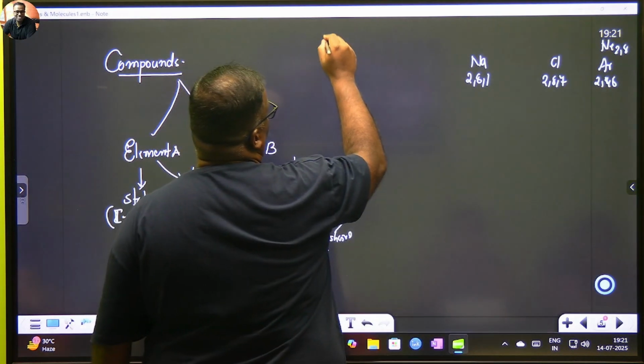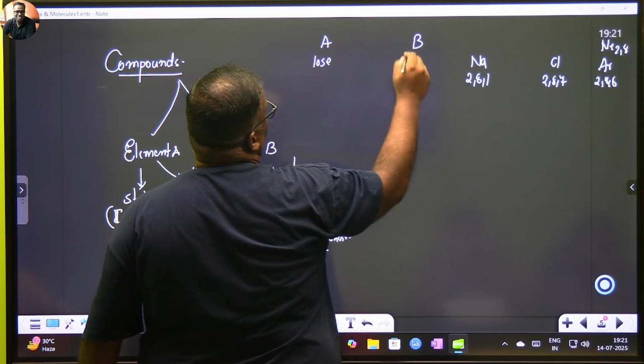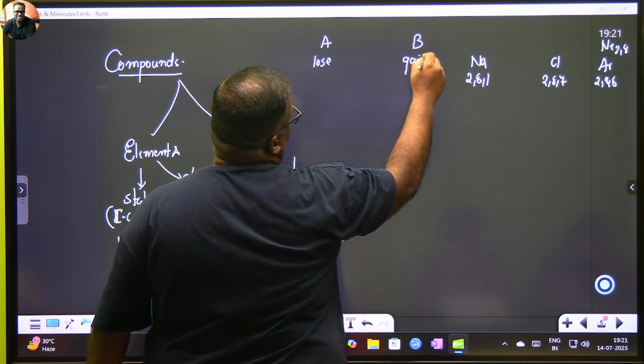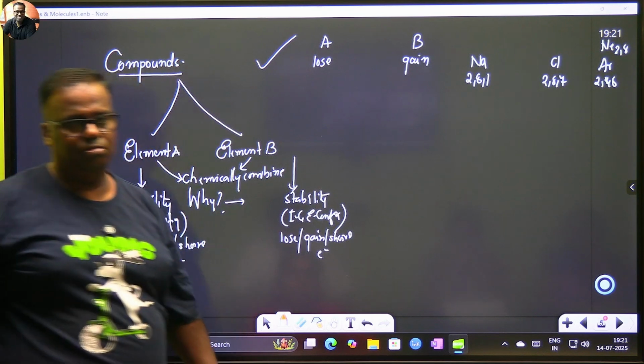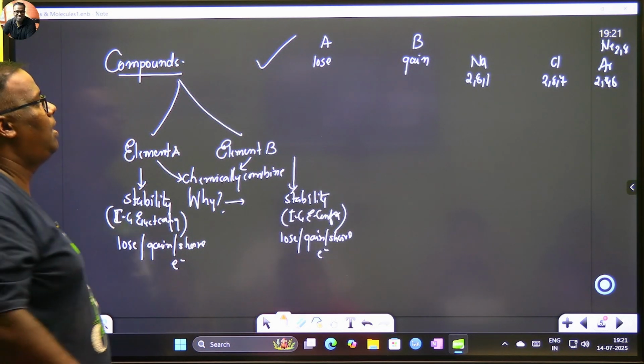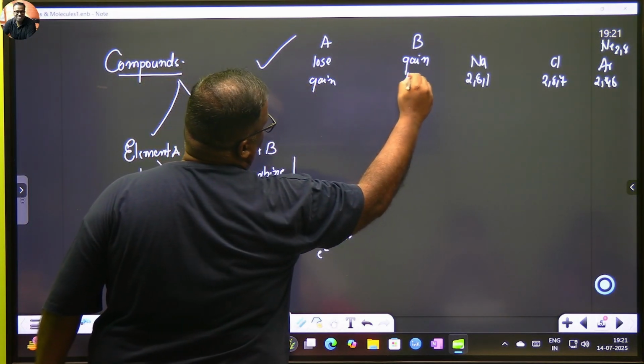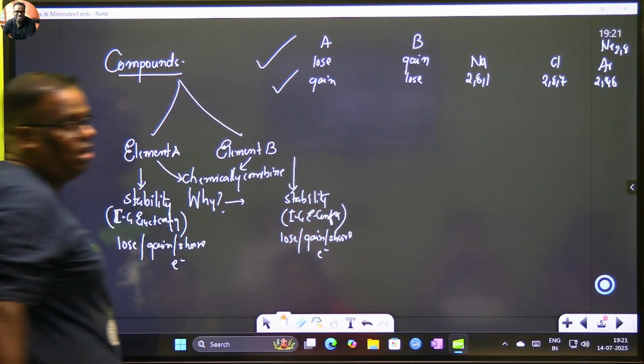Common choices can be, let's see on A, B. A wants to lose and B wants to gain. In this case, marriage is possible. This is a very welcome scenario. They will bond. They will react. A wants to gain, B wants to lose. Do you think here also relation will happen? Yes.